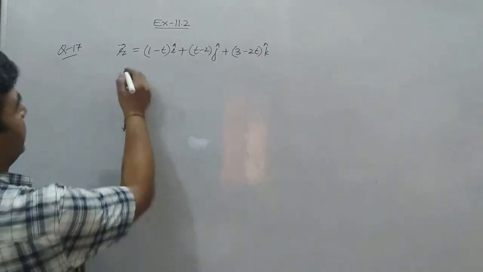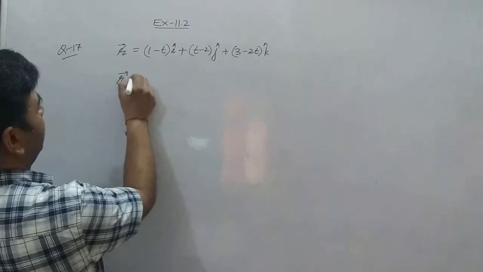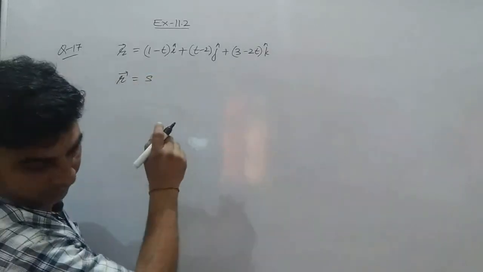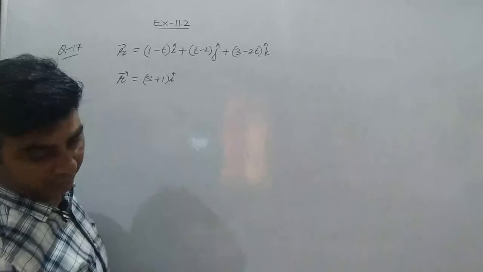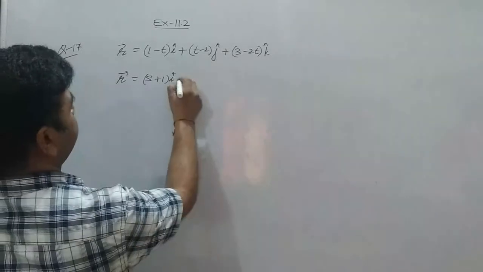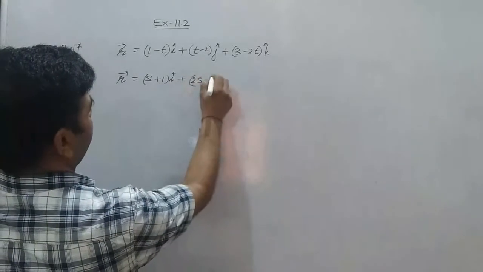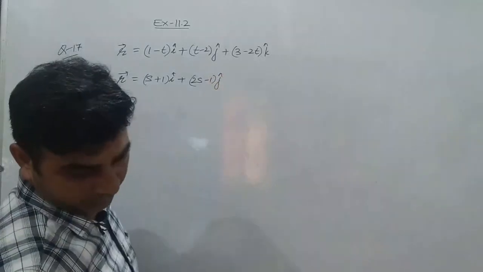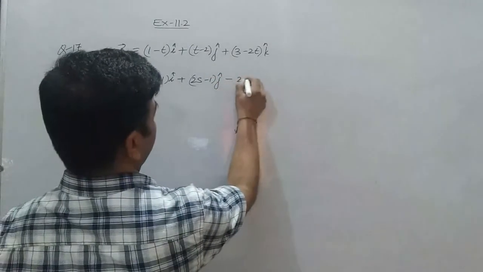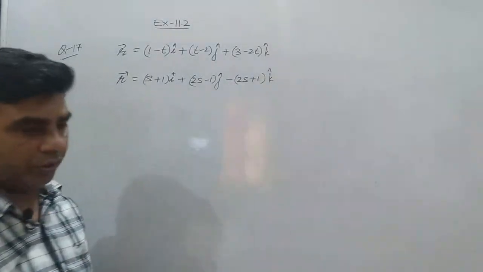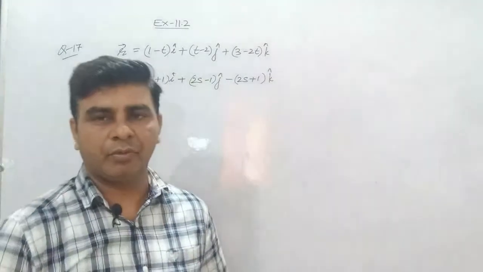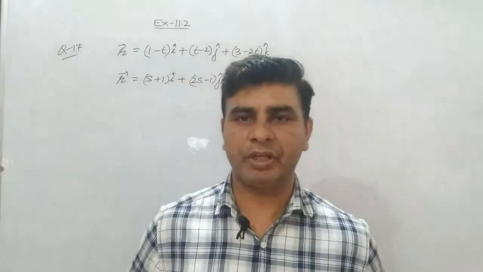And second is given as vector r is equal to s plus 1 into i cap, then 2s minus 1 into j cap, minus 2s plus 1 into k cap. So dear students, this is not in the proper form, as the vector form of equation is given by vector r is equal to a plus lambda b.